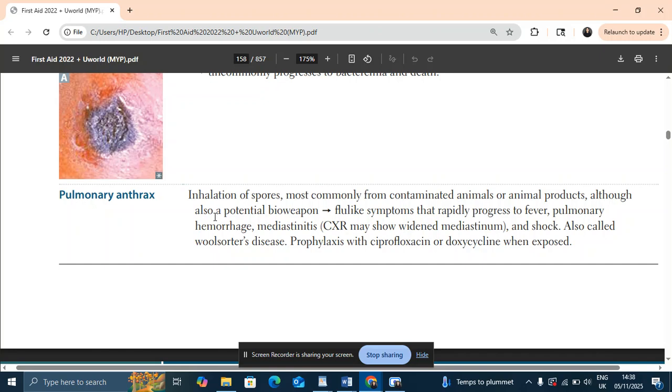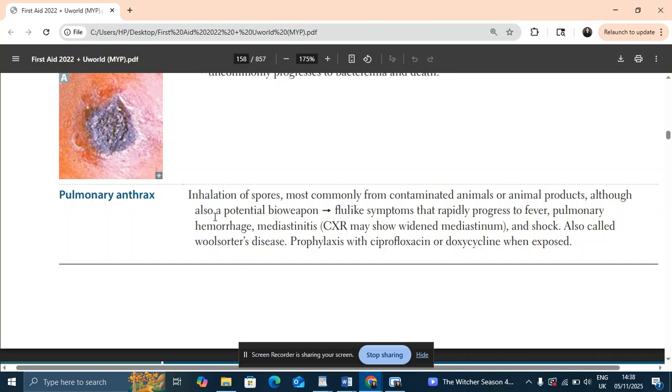First it looks like an upper respiratory infection, with flu-like symptoms. The patient will experience flu-like symptoms, and then it progresses rapidly, leading to high-grade fever and respiratory distress, and then severe complications that include pulmonary hemorrhage, mediastinitis, and shock. So always remember in steps: flu-like symptoms, then high fever, respiratory distress, and then complications.